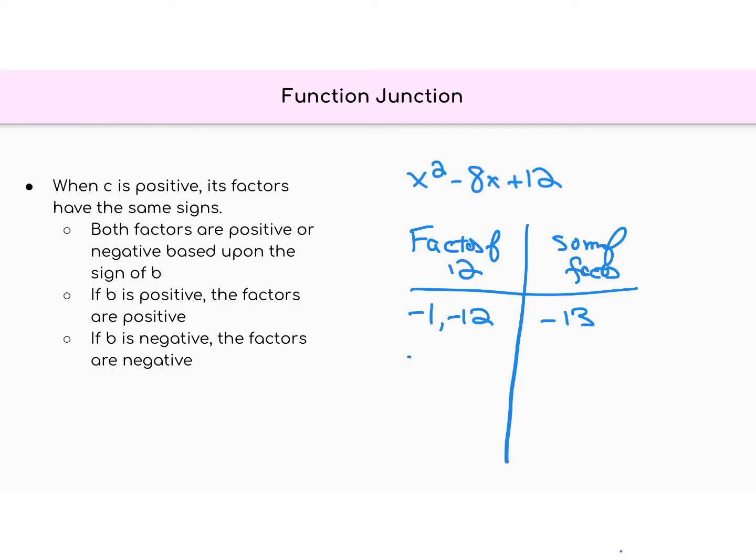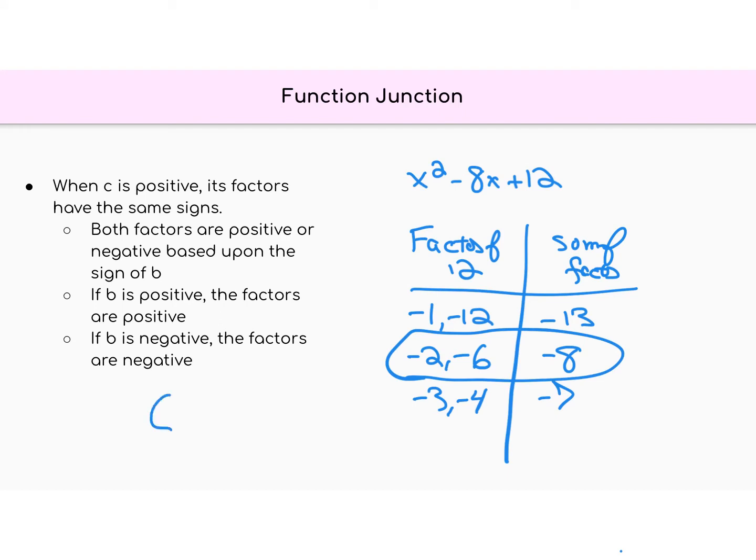Next we have is negative 2 and negative 6, and negative 2 times negative 6 is positive 12. And if we take the sum of the factors, it equals negative 8. So as we can see, there's our correct answer. But even if we just want to fill out the table, okay, negative 3 and negative 4, and that sum is negative 7. This is the one that we want right here. So to write it in factored form would be x minus 2 times x minus 6.